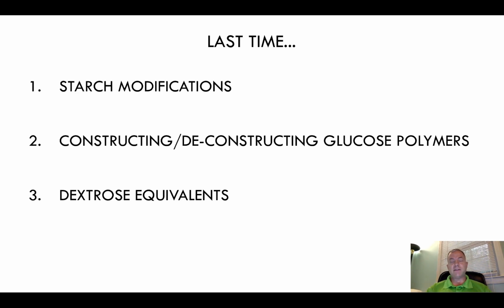Last time we talked about starch modifications and the idea that you could construct or deconstruct glucose polymers to get the size and functionality that you wanted. Today we're going to talk a little bit more about some glucose polymers. We talked last time about dextrose equivalents as well, the idea that if you have glucose units, just monosaccharides, that's 100 in terms of a DE, and then starches, which are very, very long glucose polymers, are practically 0.